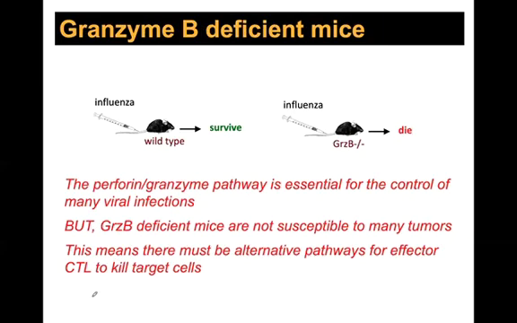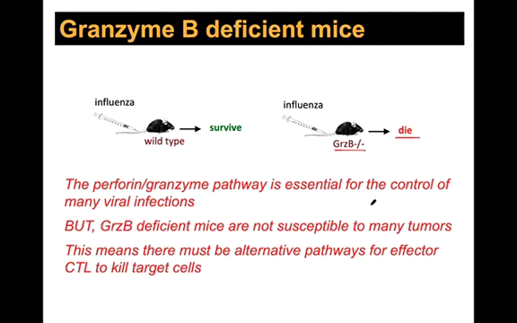So how do we know this is important? Well, first of all, if you don't have this granzyme B pathway, then the host is susceptible to virus infection. And this was first shown with influenza infection. This is the mouse-adapted PR8 strain of influenza. If you infect wild-type mice, they can control the infection and they survive, okay? But if you take mice that have been intentionally disrupted for the granzyme B gene and you infect them with influenza, they can't control it and they'll die, okay? And so that tells you, yes, it's important, okay?